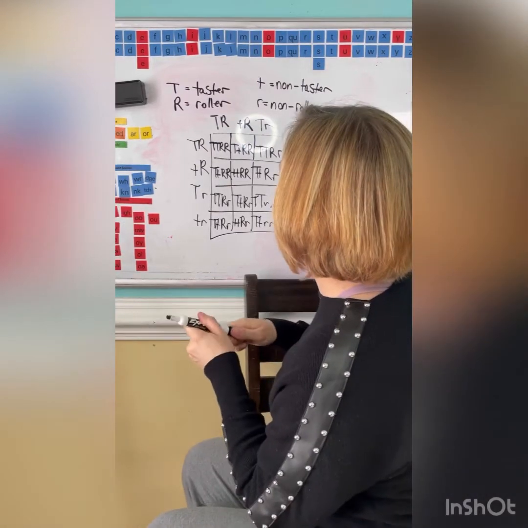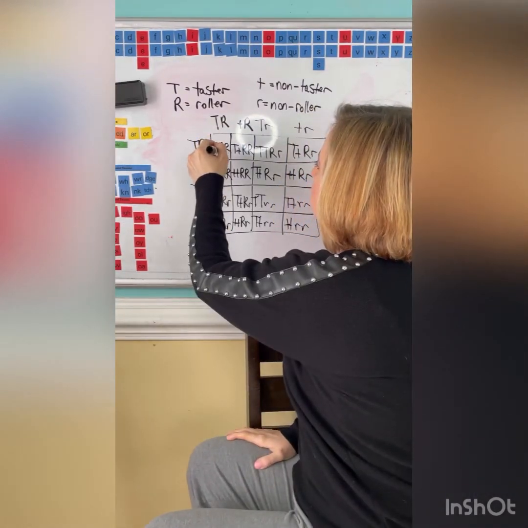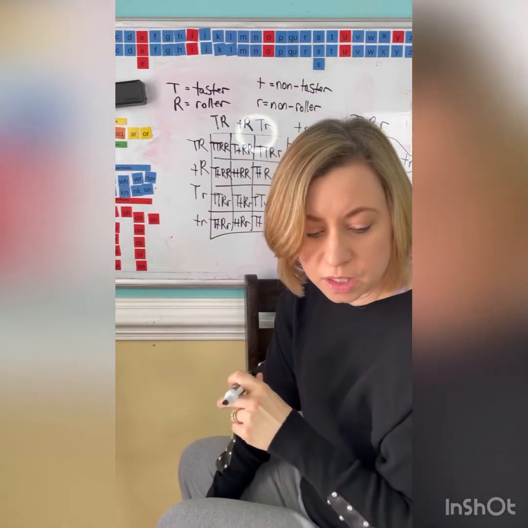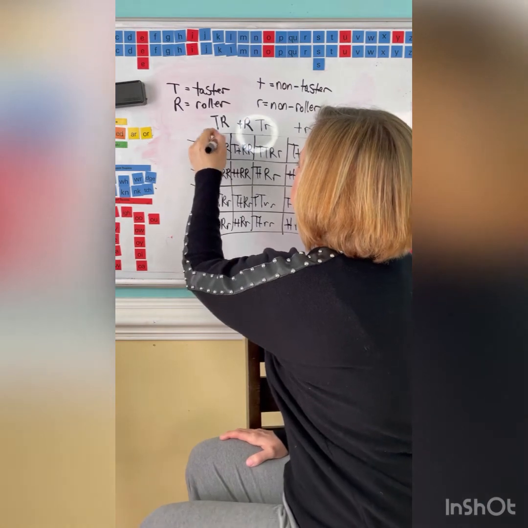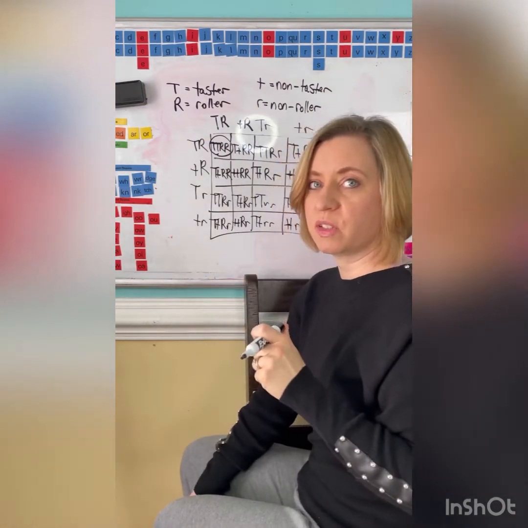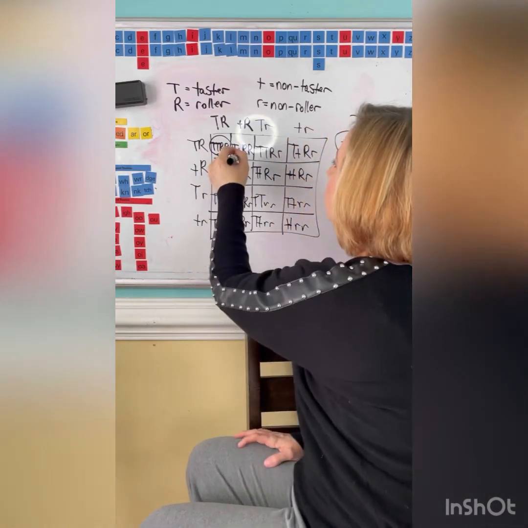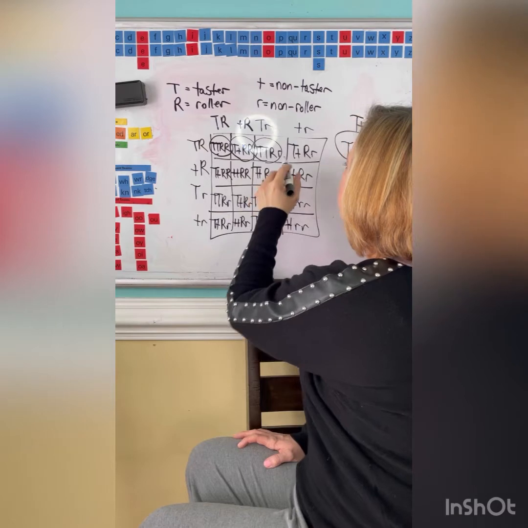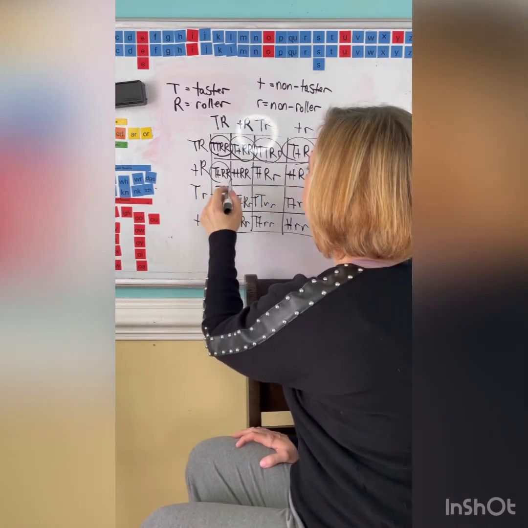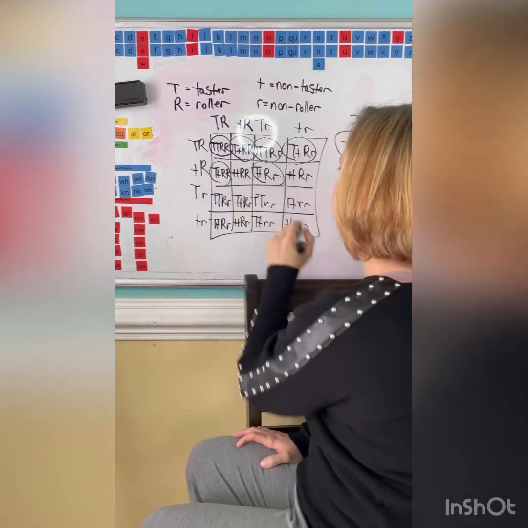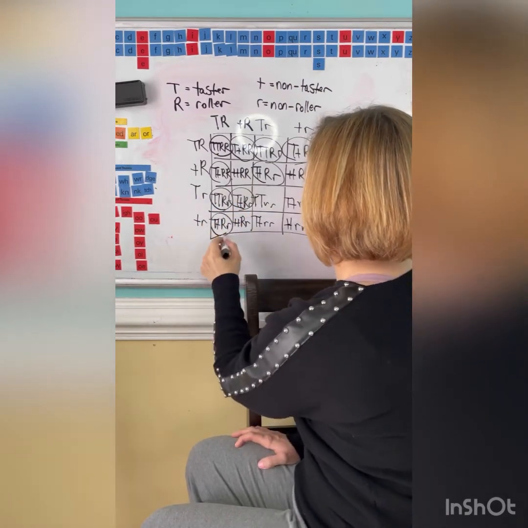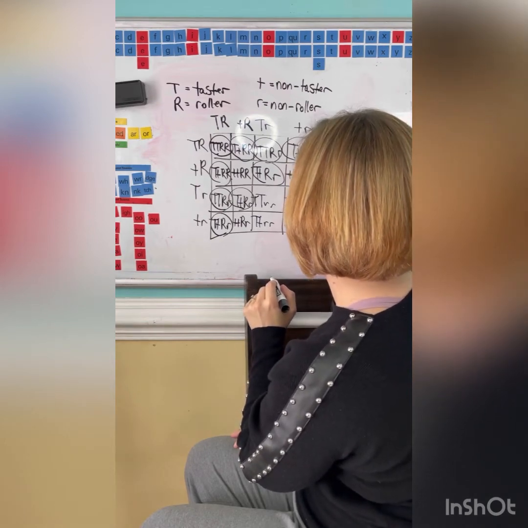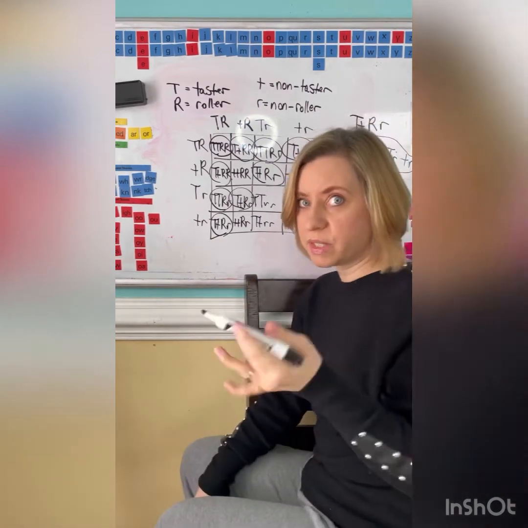Okay, so let's circle all of the taster rollers first. Remember, if it has a dominant gene, that means it's going to be a taster, and a dominant gene for the R's is going to be roller. So every time you see a big T or a big R, that is taster roller. Okay, we have one here, got one here, and here, here, and that's it. Okay, so we have 16.